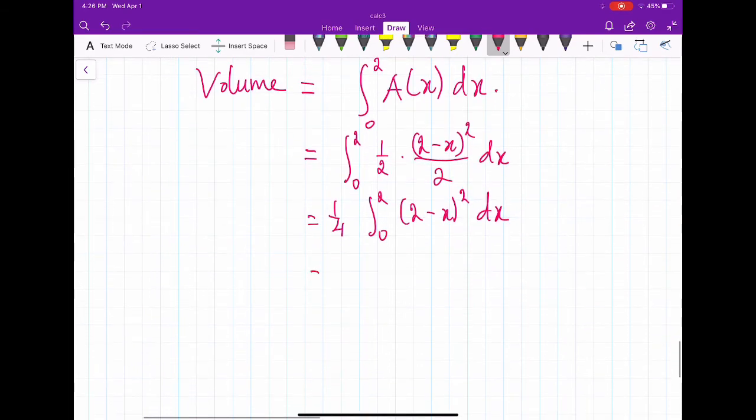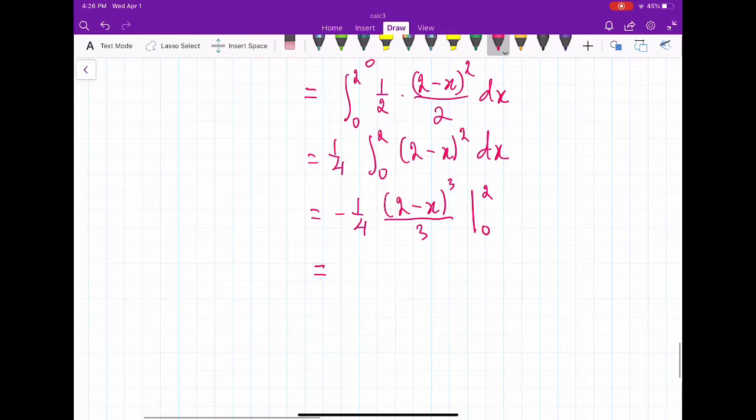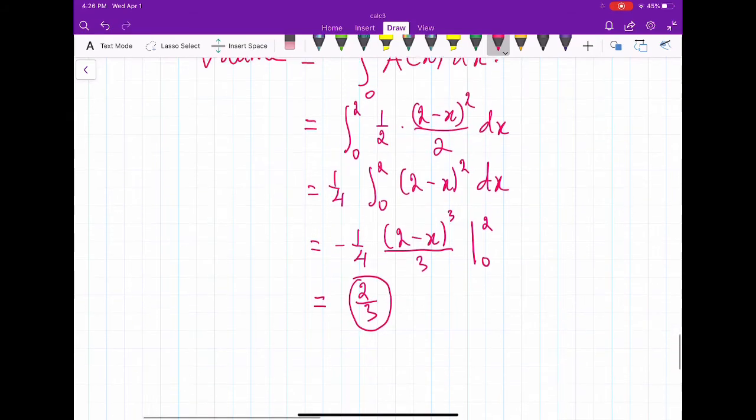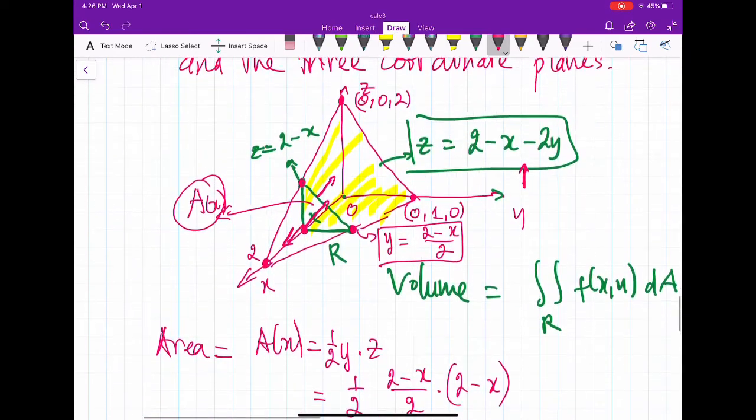We use the power rule. That is negative 1/4, (2 minus x) cubed over 3, evaluated from 0 to 2. So at the end you get 2/3. And that is the volume of our solid region.